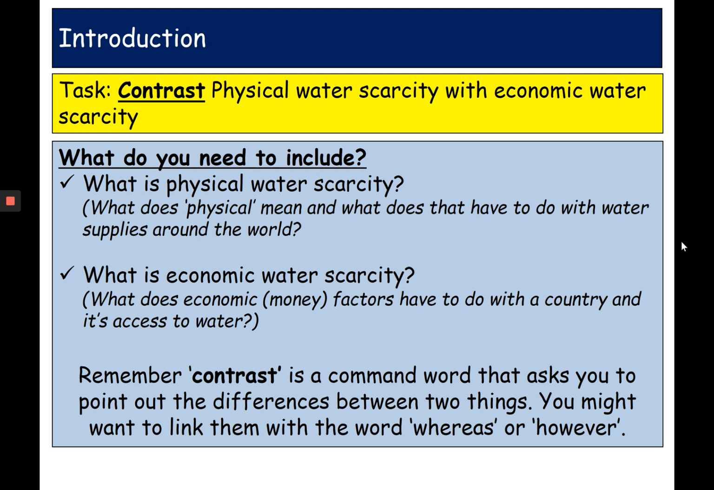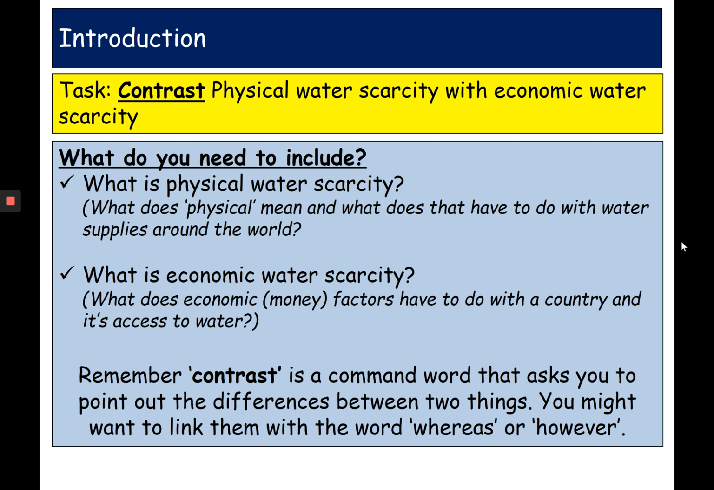What you've got to do if you're contrasting is link them together and show how they're different. And it sometimes is as simple as just writing whereas, or however, or on the other hand, in the middle of them. So physical water scarcity. You need to think about what that word physical means, which you could also use the word natural, and what that's got to do with water supplies around the world.